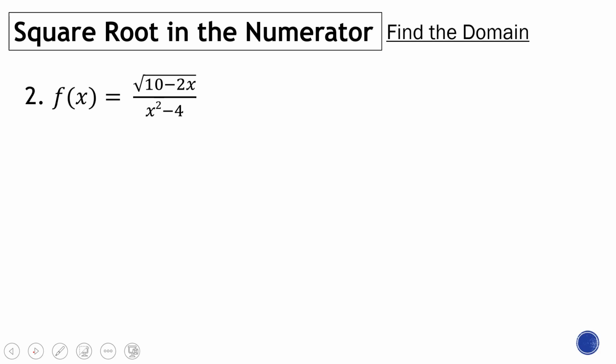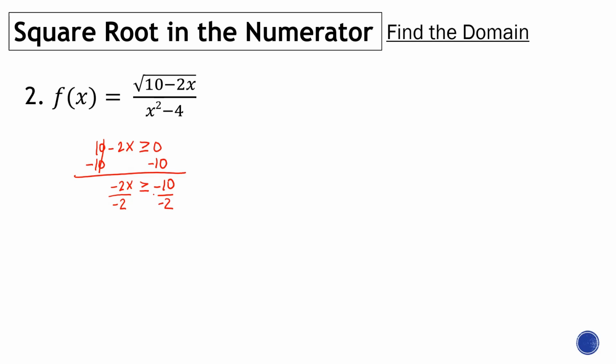Again, let's check the domain for the numerator. So 10 minus 2x is greater than or equal to 0. We subtract 10 on both sides. This will be negative 2x is greater than or equal to negative 10. And then we divide by negative 2. And again, that inequality symbol will switch because we divided by a negative number. So that's the domain for the numerator.